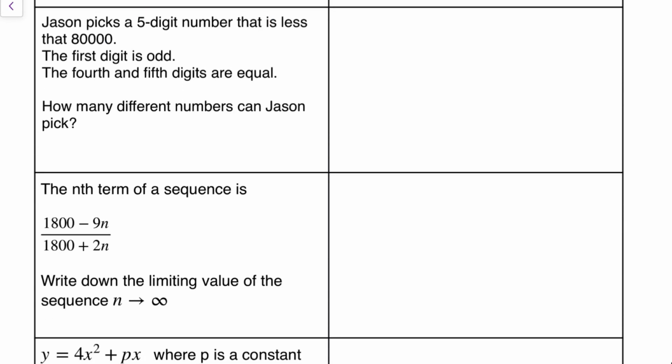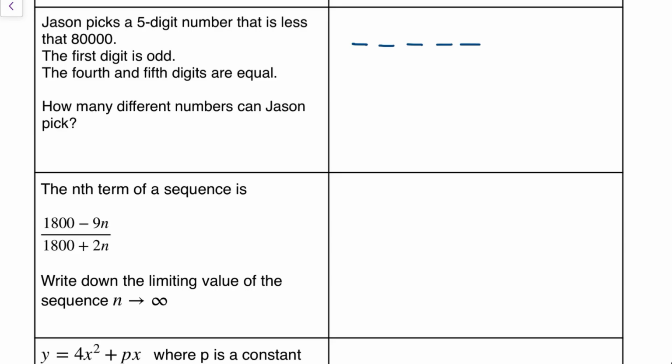Oh, got combinations. Well, I had combinations yesterday. It feels like there's a few coming up. Jason picks a 5-digit number. So there we go. So there's 1, 2, 3, 4, 5 digits. That is less than 80,000, which obviously has 5 digits as well. The first digit is odd. The fourth and fifth digits are equal. How many different numbers? Right.